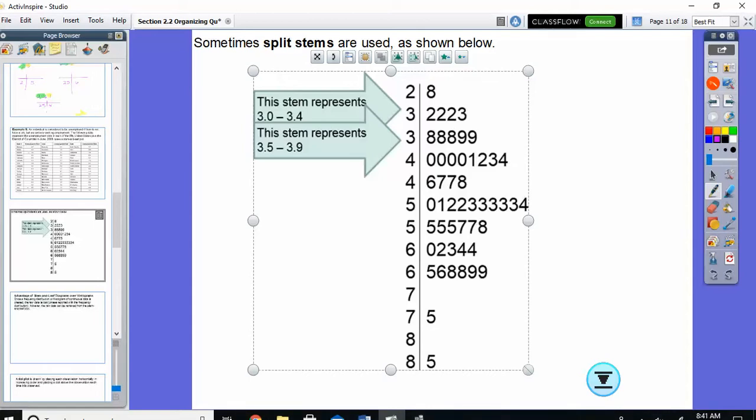We can do this on Google Sheets if you wanted to make one. You would just do like 2 columns. In one column you put all of your stems, and then the column on the right you just type your leaves if you wanted to type it, or you can do it by hand.